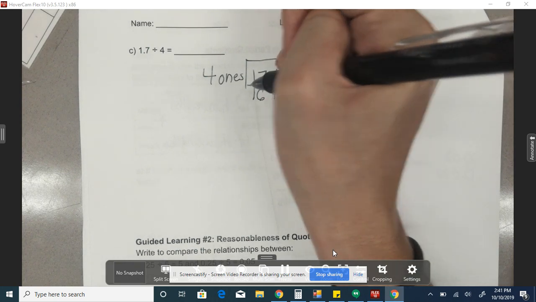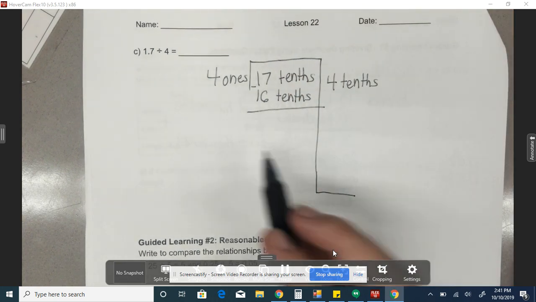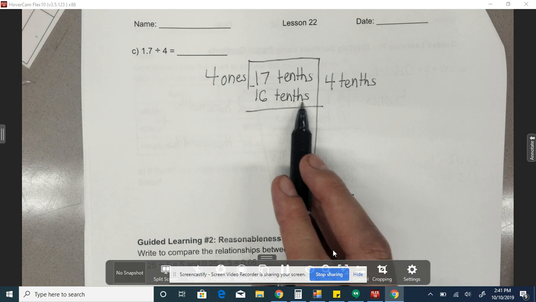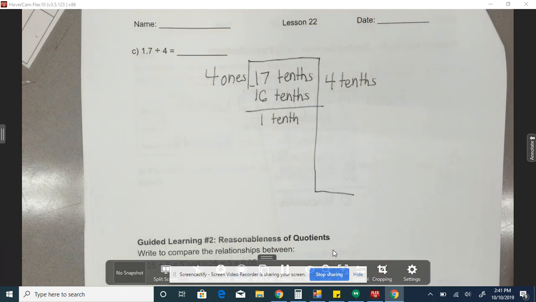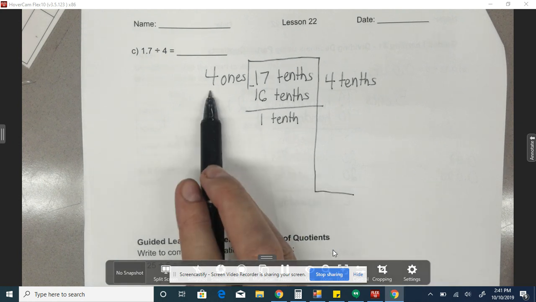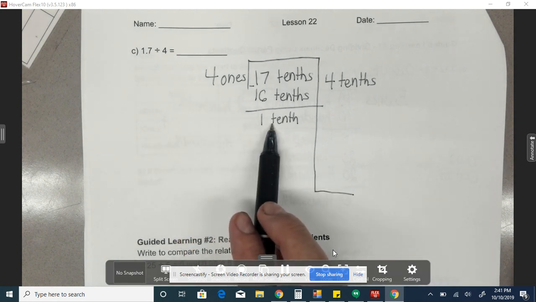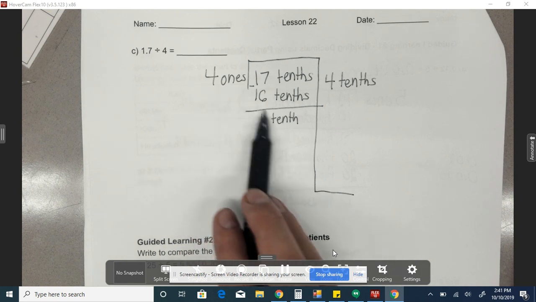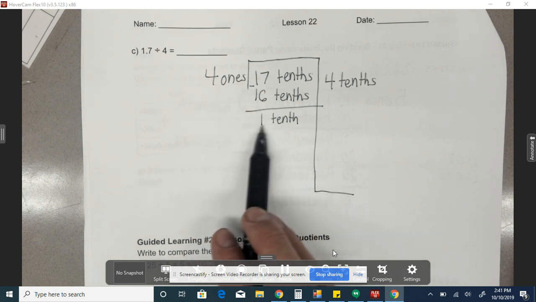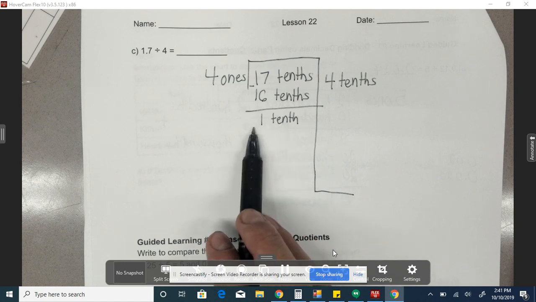We're going to subtract 17 tenths minus 16 tenths. Oh, that's 1/10. Now I think to myself, what can I multiply by 4 to get close to 1 without going over? Well, 4 times 0 is 0, and 4 times 1 is already 4. It's too big. So I'm going to rewrite 1/10 using a smaller unit.